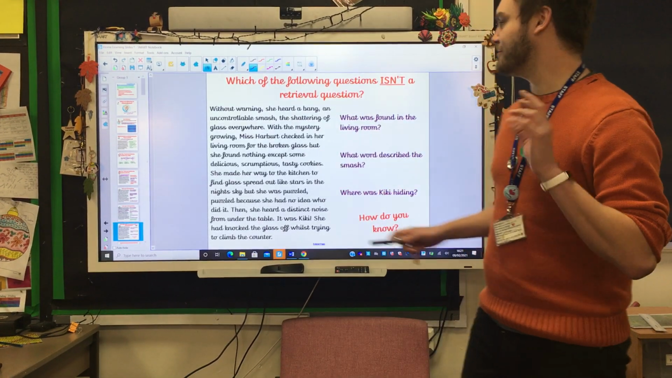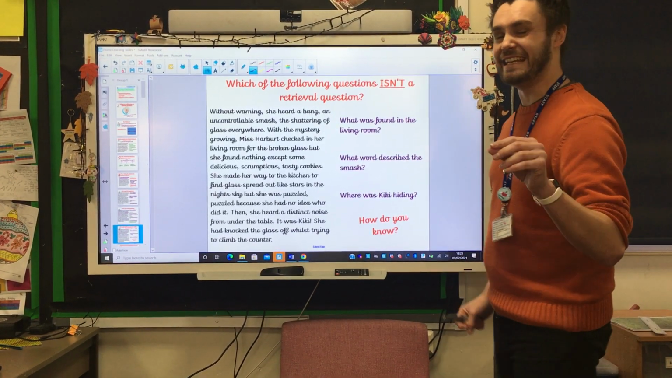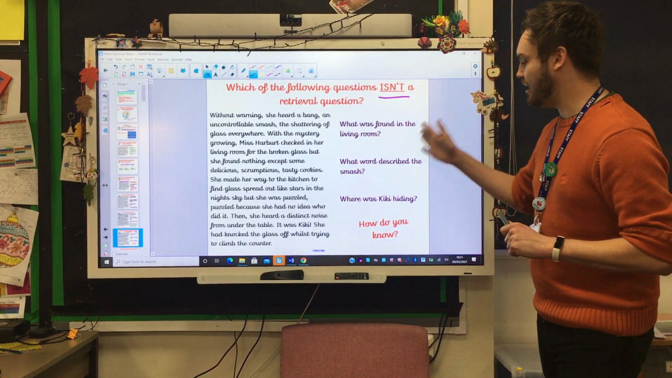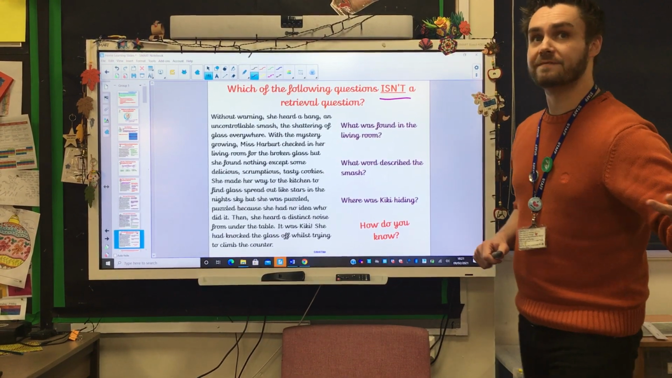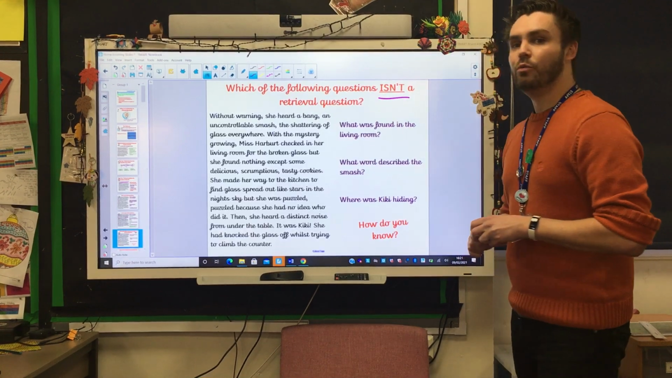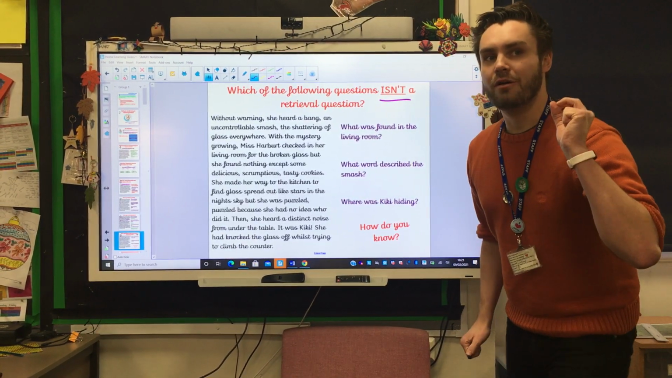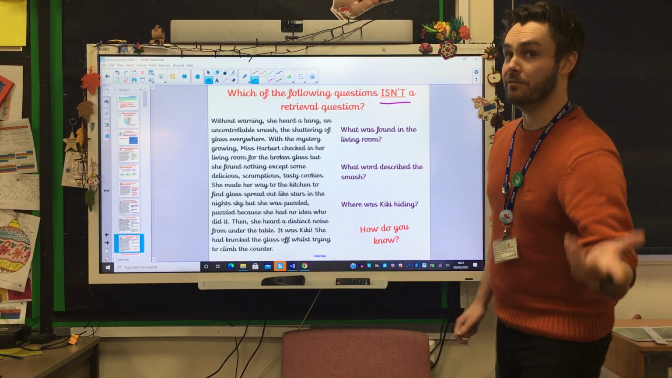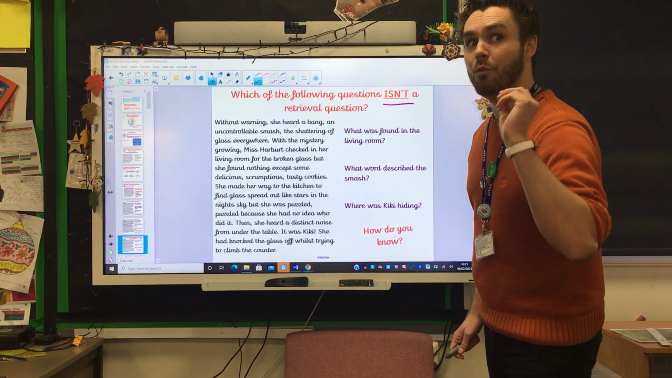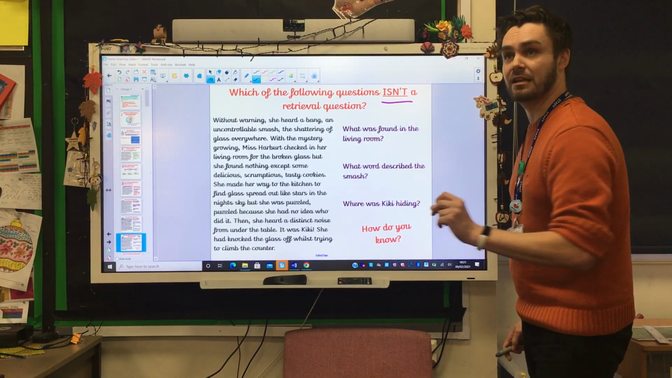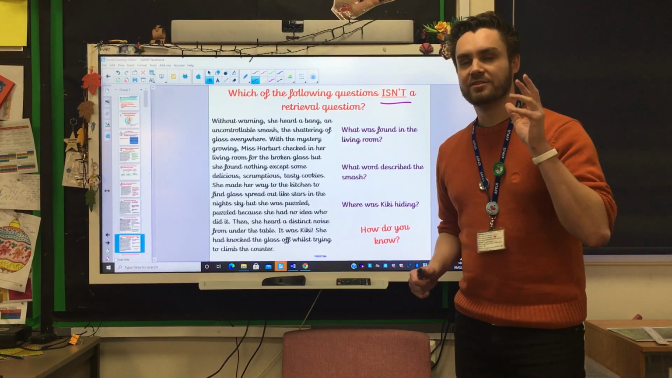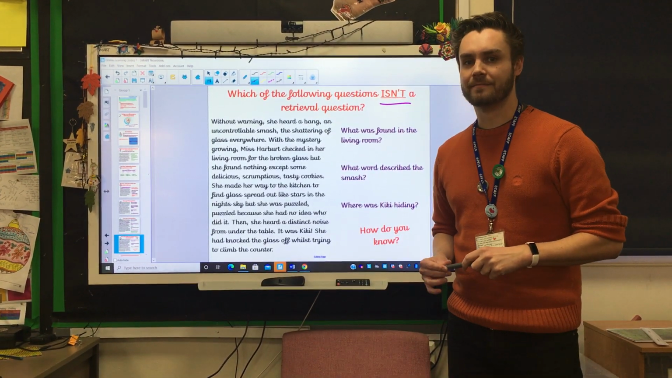Here's the text again. And what's really important is for us to understand what is, and importantly, what isn't a retrieval question. So here are the 3 questions. What was found in the living room? What word described the smash? Where was Kiki hiding? I don't want you answering these questions. Feel free if you want to though. But what I'm looking for is for you to identify which one of these questions isn't a retrieval question. How do you know? And what type of question may it be? So pause that video. I'll see you in a bit.